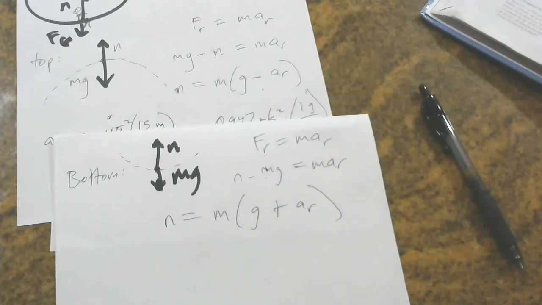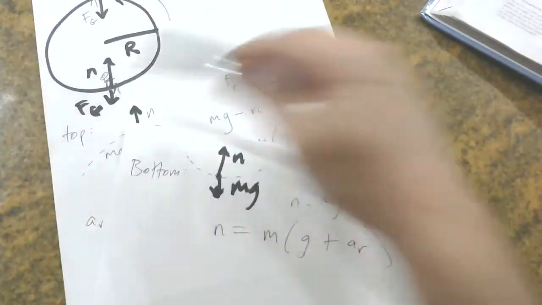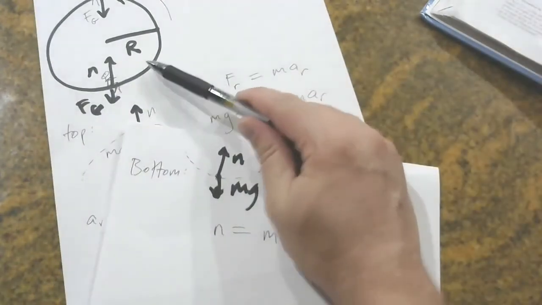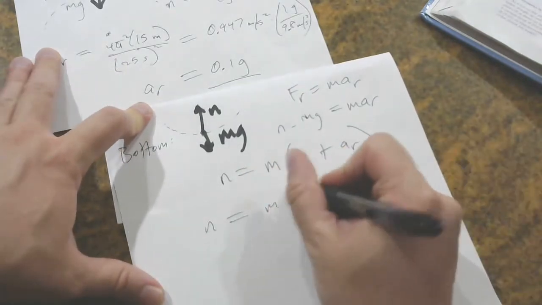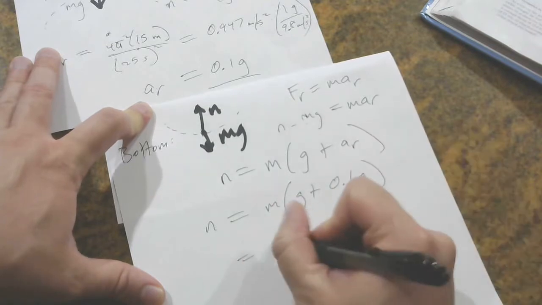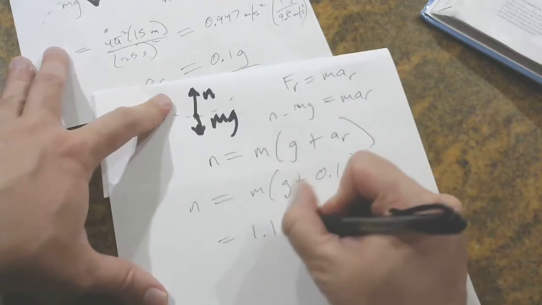Now, let's save ourselves some work. We don't need to recompute a sub r because whether you're at the top or the bottom in this problem, you're still moving at the same speed and the circle still has the same radius. So we already know that the acceleration is 1/10 of g. And that means the normal force at the bottom will be m times g plus 1/10 of g. In other words, 1.1. 1 plus 1/10 is 1 1/10.